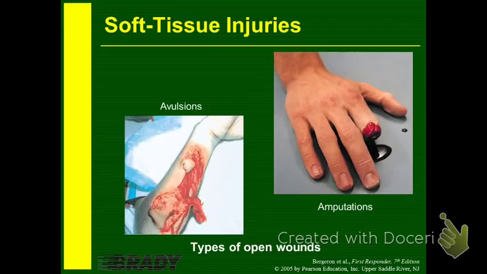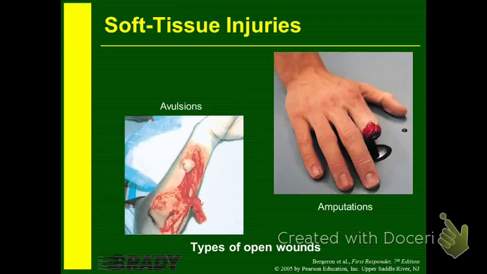Then the other ones, we're still in the definition phase. So the other one is an avulsion. Better picture coming up in a minute. But an avulsion is a tearing away of the tissue. So this means that this tissue got caught on something and just didn't cut away, it tore away. So there's going to be more damage done to the skin.